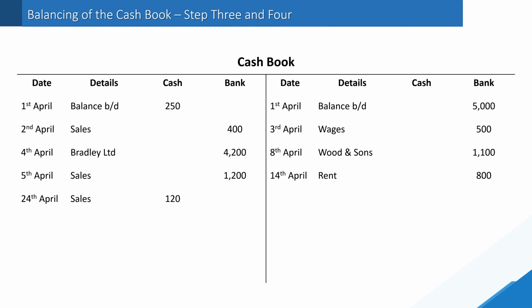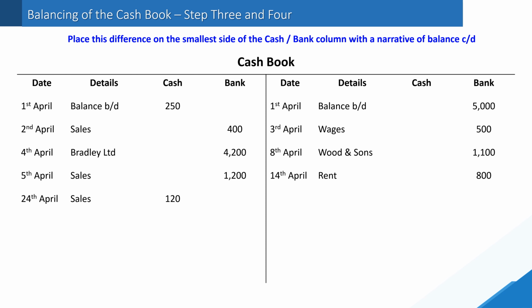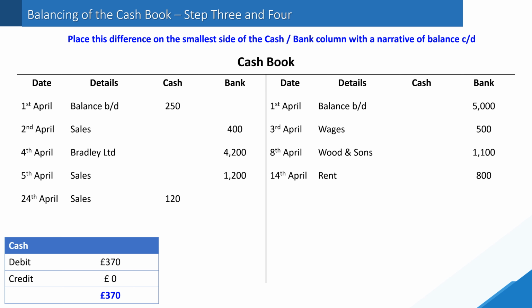We've completed steps 1 and 2. We found our totals, we found the difference. Step 3 is to put that difference on the smallest side of both the cash and the bank columns, and that will be recognised as our balance carried down.